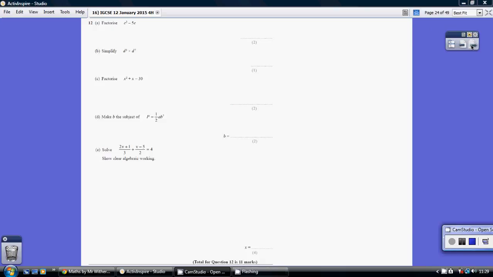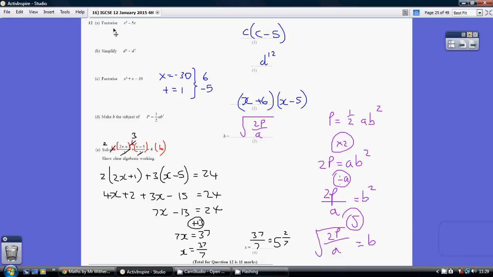Question 12. So, factorizing, this means putting in the brackets. So what is the biggest amount of stuff really in each of these two terms? Well, c times c and 5c, so the biggest factor of each of these terms is c.